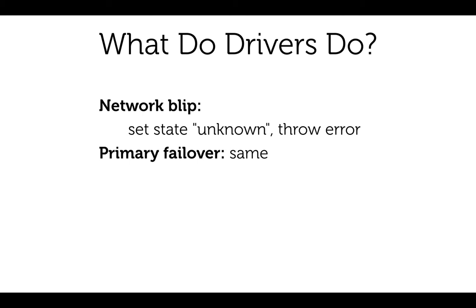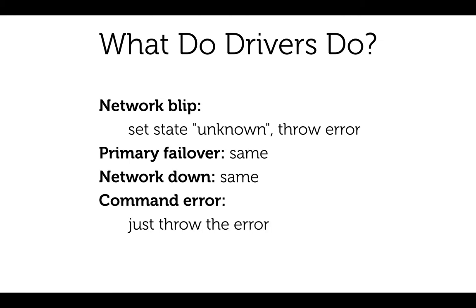The same goes if there's a primary failure. If the driver processes a not master error, it sets the state to unknown, throws an exception, and a network down, a long-term network outage, looks just like a network blip and the driver responds just the same. And in the case of a command error, nothing about what the driver thinks about the server has changed. If it was a primary or secondary, it still is. So in this case, the driver does not change the state of the server in its internal data structures. It just throws the exception.